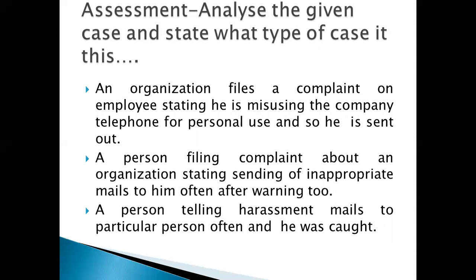Next one. A person filing a complaint about an organization, stating that inappropriate mails are often sent to him even after warning. This is about email abuse investigation. Next one. A person sending harassment mail to a particular person often and he was caught. So this is also under email abuse. So that is also email abuse, and the first one is company policy violation. So these are the 3 methods.